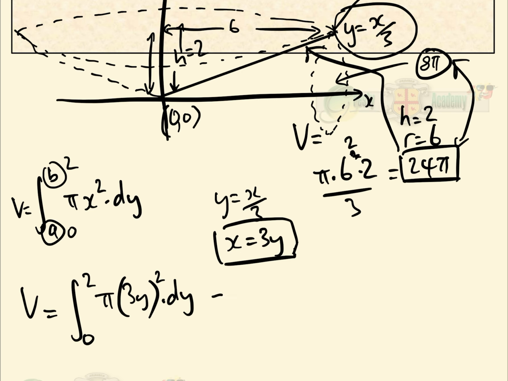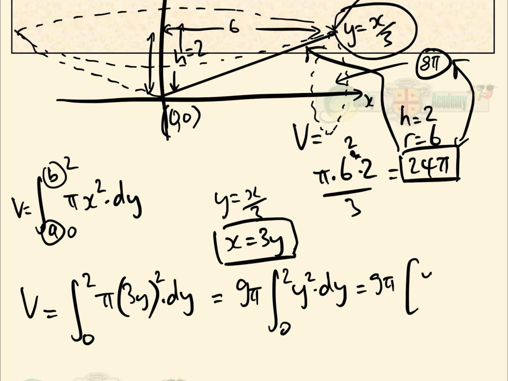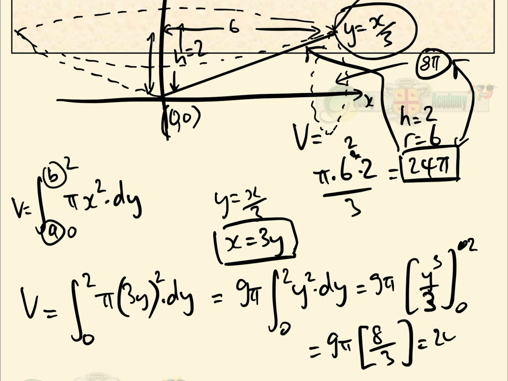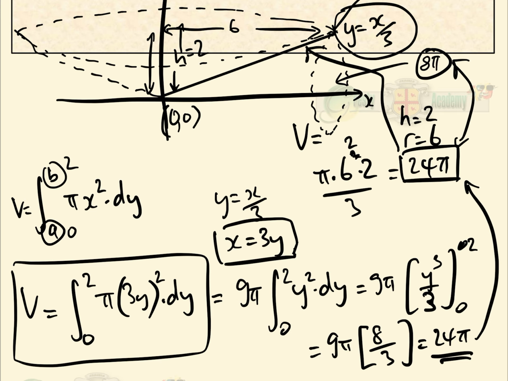Okay, now we're integrating with respect to y, so that equals, we can take the 9 pi out, the integral between 0 and 2 of y squared dy, which is 9 pi times y cubed over 3 between 0 and 2, and that equals 9 pi times 8 over 3, which equals 24 pi. So we get the same answer, obviously, whether we just work out the volume of the cone using the volume of the cone formula, or whether we use our volume of revolution. We get the same answer.